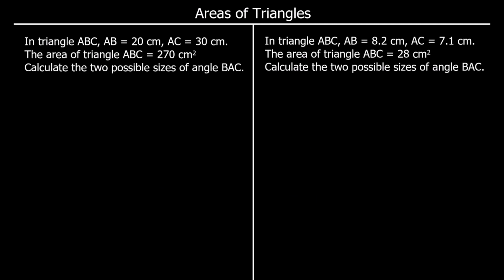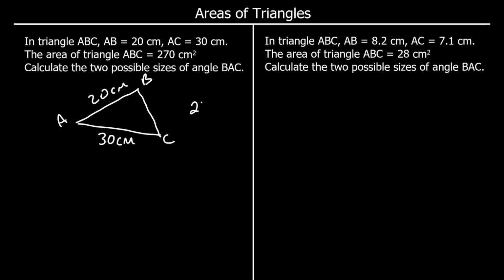In triangle ABC, let's draw it. A to B is 20 centimeters. A to C is 30 centimeters. And the area of the triangle is 270 centimeters squared. Calculate the two possible sizes of angle BAC.